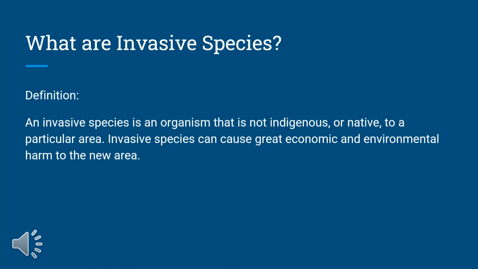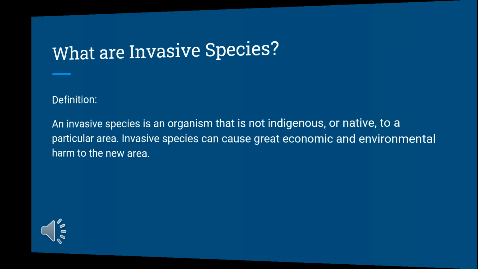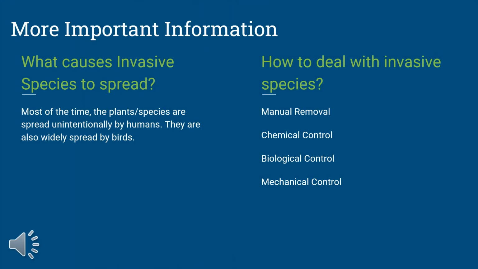What are invasive species? The definition of an invasive species is an organism that is not indigenous or native to a particular area. Invasive species can cause great economic and environmental harm to the new area. More information: What causes invasive species to spread? Most of the time, the plants or species are spread unintentionally by humans. They are also widely spread by birds.